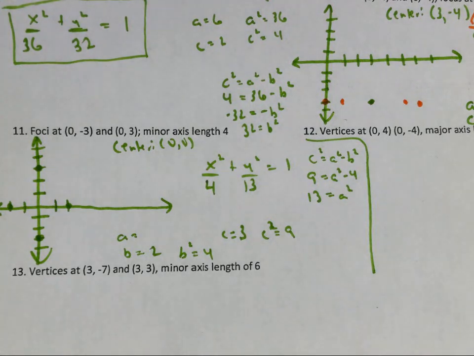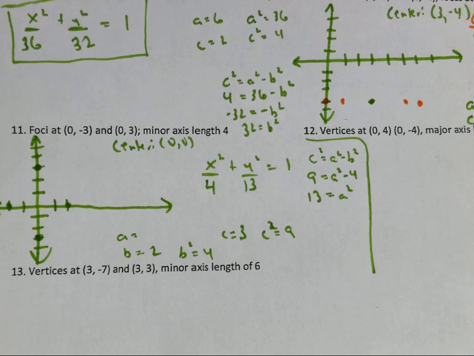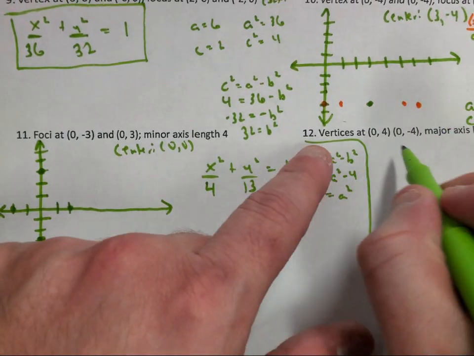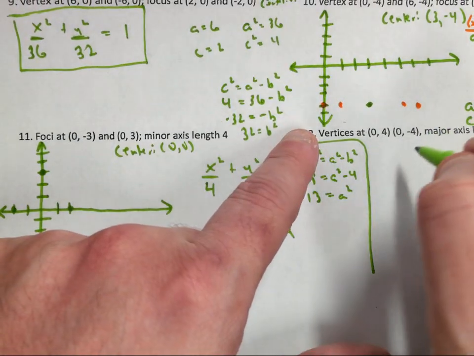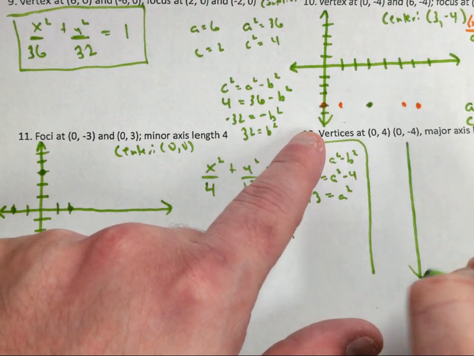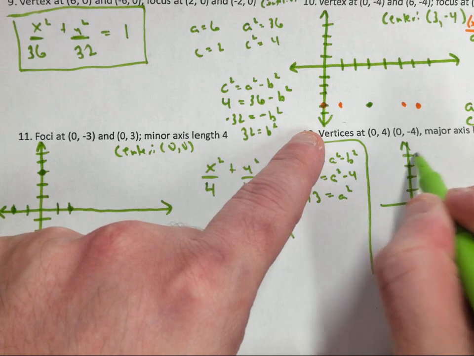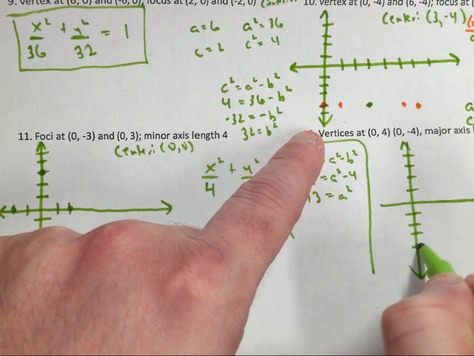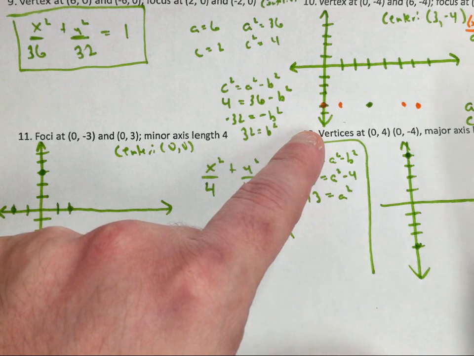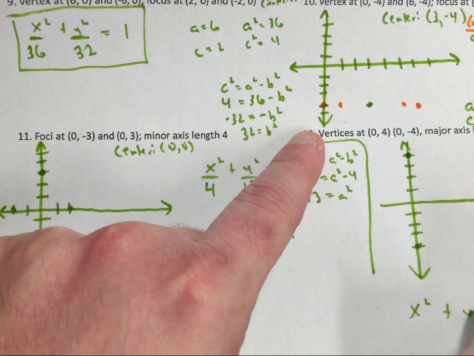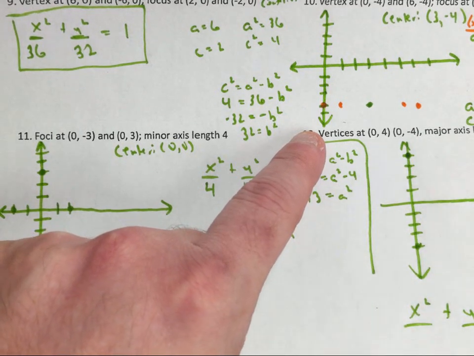All right, I want you to try number 12. Vertices at 0, 4, 0, negative 4. What will your center be? 0, 0. So I have x squared plus y squared equals 1.